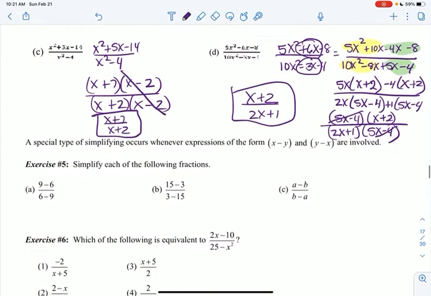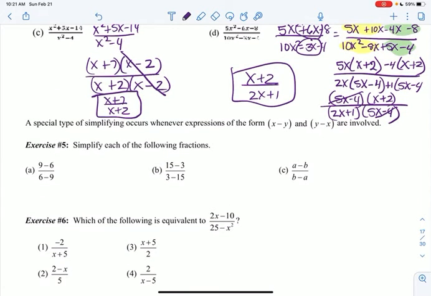All right. So the last thing I want to talk about is a special kind of factoring that happens when I'm left with x minus 1 and y minus x. So you can see they're really super similar, but the signs are off. So let's look at just exercise 5 so we can see what's happening. 9 minus 6 is 3. 6 minus 9 is negative 3. They do cancel, but you're left with a negative 1. So that's what's going to happen.